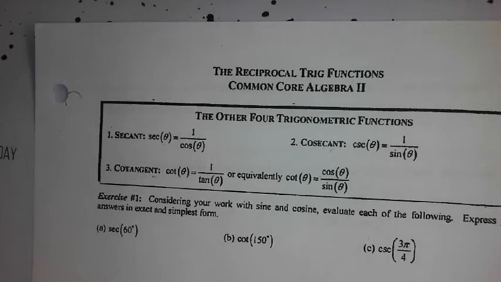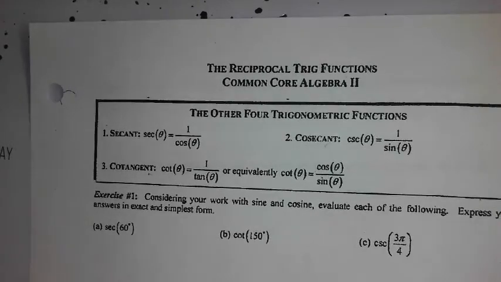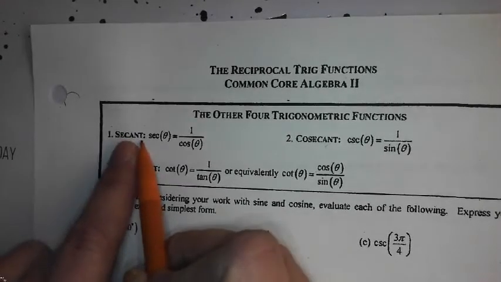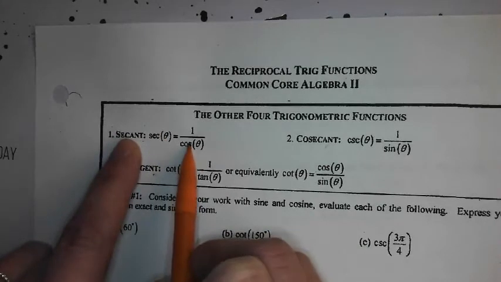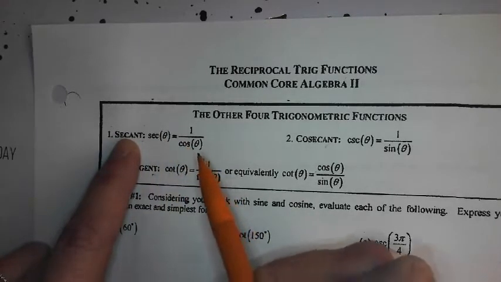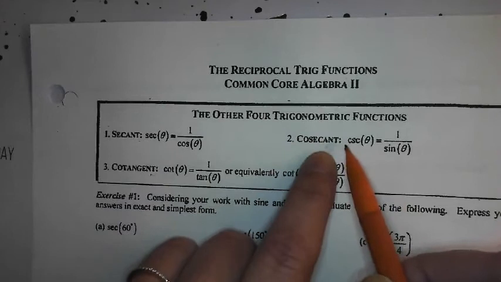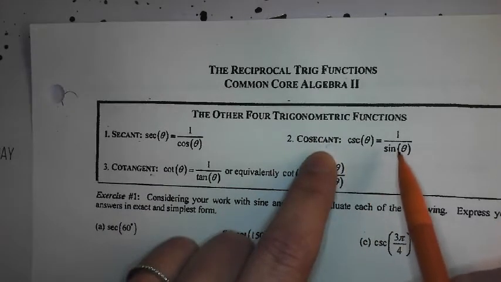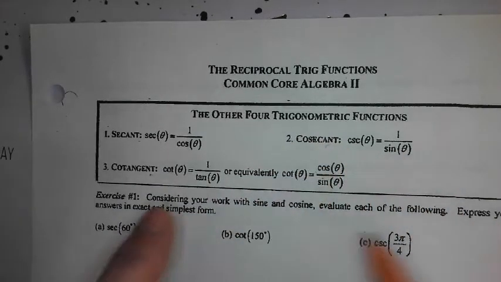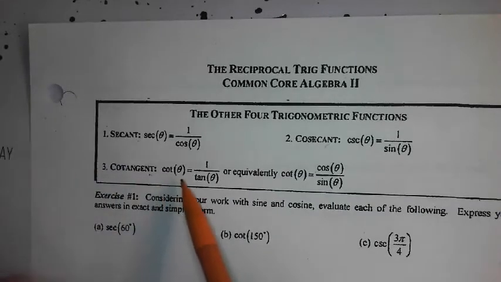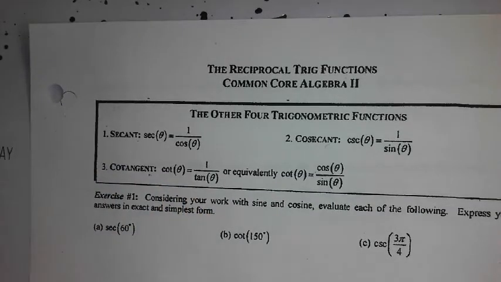Very hard, other than if you want to find the secant of something, well, find the cosine first and then just flip it. If you want to find the cosecant of something, just find the sine first and then flip it. And if you want to find the cotangent of an angle, find the tangent first and just flip it.